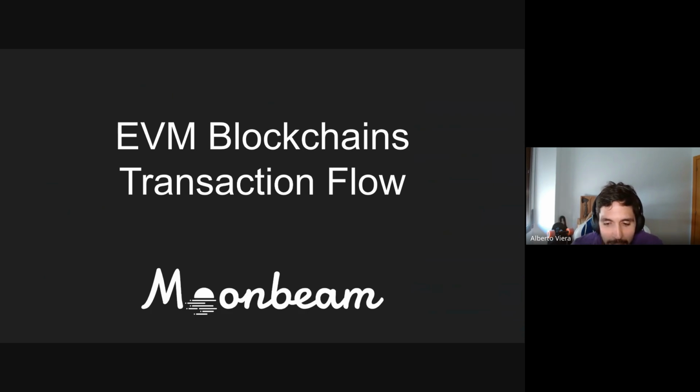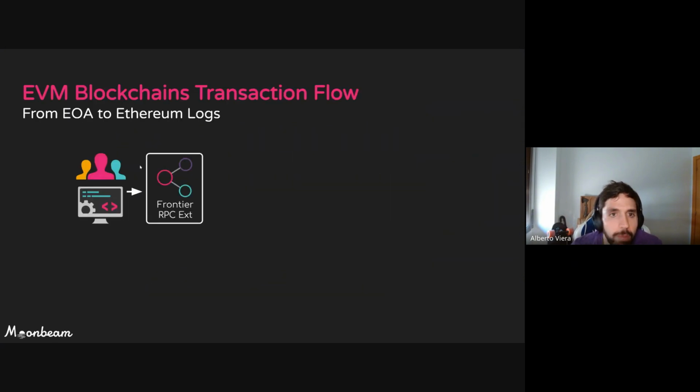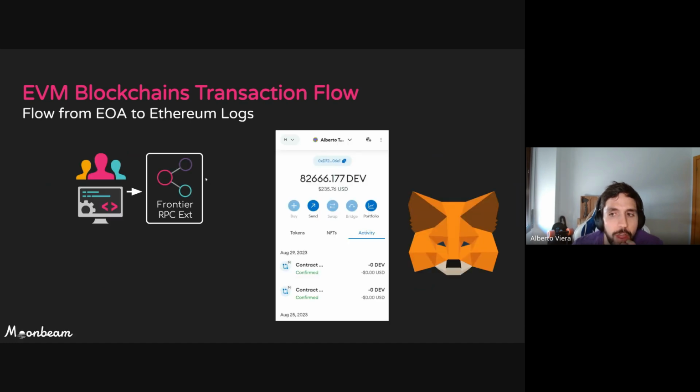So yeah, let's discuss in a little more detail what a transaction flow looks like. On Moonbeam, and like I said, this is specific to Moonbeam but applies at a high level to every single blockchain out there, you communicate with the node. When you sign a transaction via MetaMask, you're telling the network that you're doing a specific action, like sending a transaction.